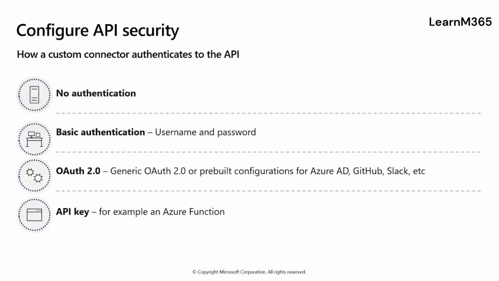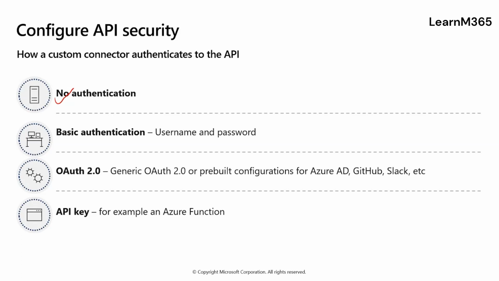I would like to highlight one thing. When you are describing your custom connector, you should configure the API security. So how does a custom connector authenticate to the API? These are the four options. No authentication. This choice is for APIs that allow anonymous access, and it's the default if you don't configure a specific authentication type.